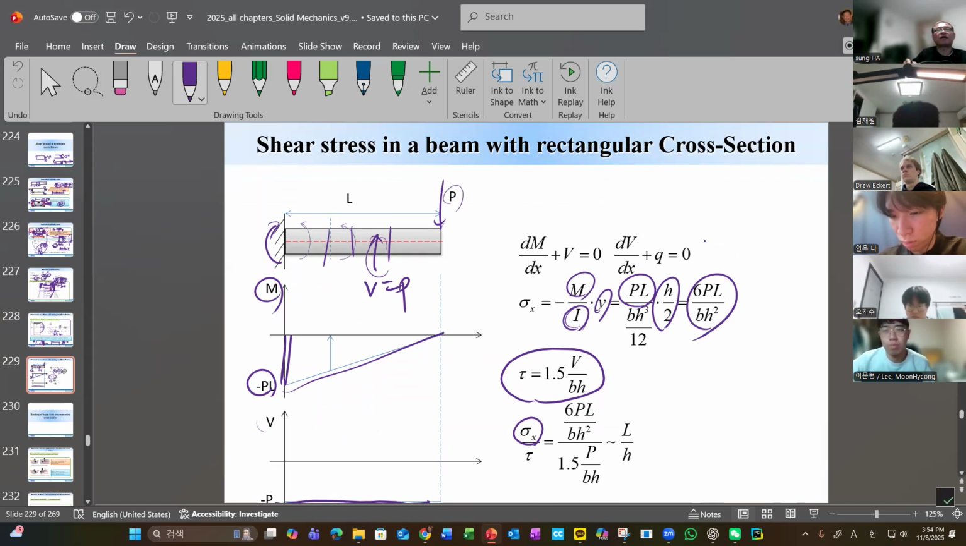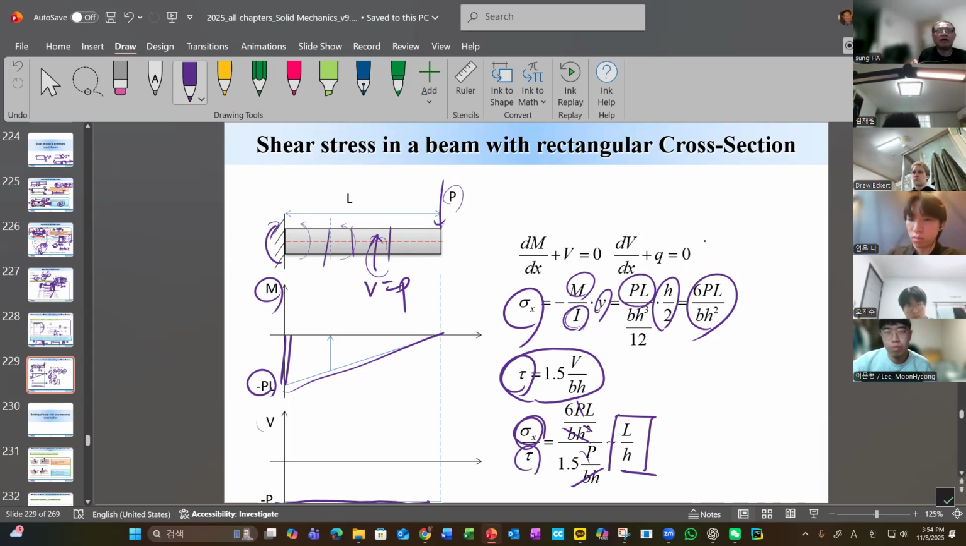What we like to do is compare this one and this one. So we divide by this and this, and then we can simplify, and we get this, with some constant there. This gives us a very insightful meaning: sigma x can be much larger than the tau stress, as you can see, L over H.